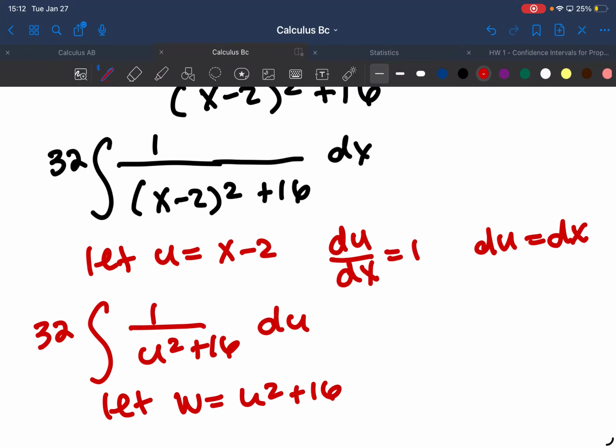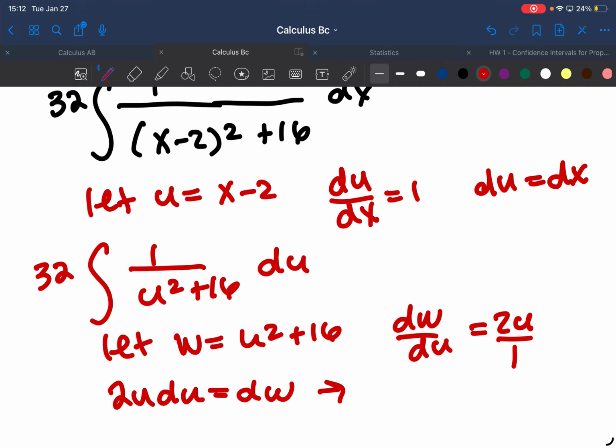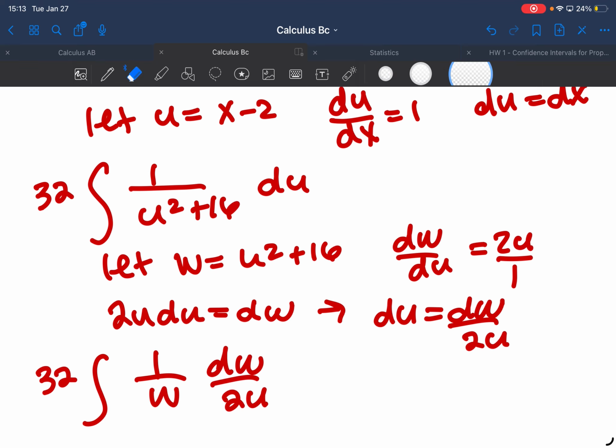Let w equal u squared plus 16, trust me, I did this too. So dw/du is equal to 2u, which means 2u du is equal to dw. So du is equal to dw over 2u. Okay, we plug this in. You're going to see what's wrong here. We have 1 over w times dw over 2u. Two variables. It doesn't work. Okay, so let's say we didn't do this.